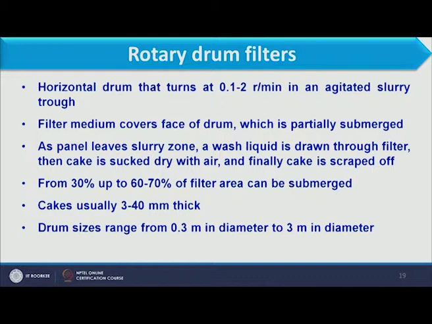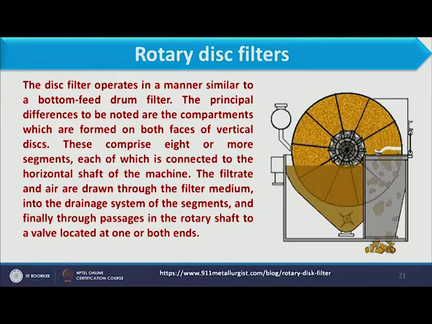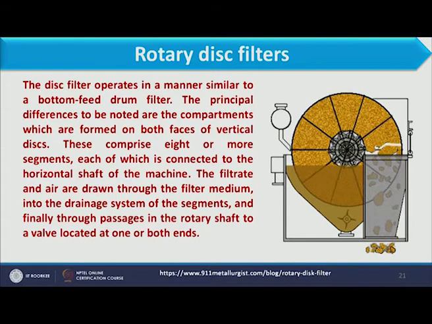Whatever cake we get in a rotary drum has a thickness from 3 to 40 mm, and drum sizes range from 0.3 meter in diameter to 3 meter in diameter. So these are a few facts about rotary drum filters. This is how it looks in industry, as you can see from this image. You can go through this website in detail, and here you see the knife which continuously removes the cake. Next equipment we have is the rotary disc filter.